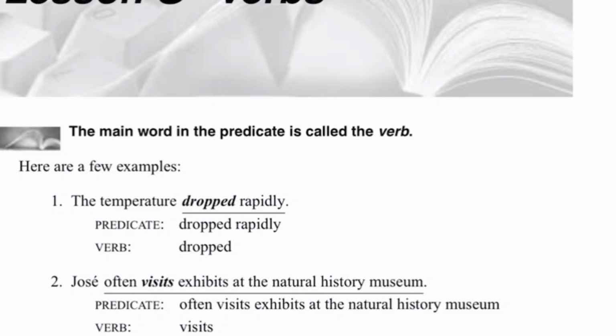Look at the second sentence. Jose often visits exhibits at the Natural History Museum. Jose is the subject, while all other things from often to museum is the predicate. And the verb in that predicate is visit.